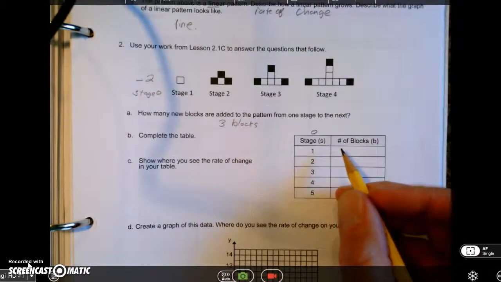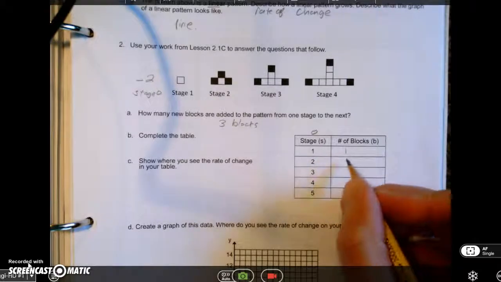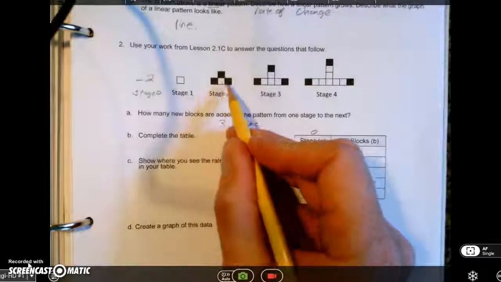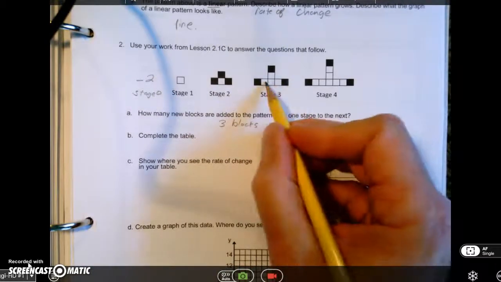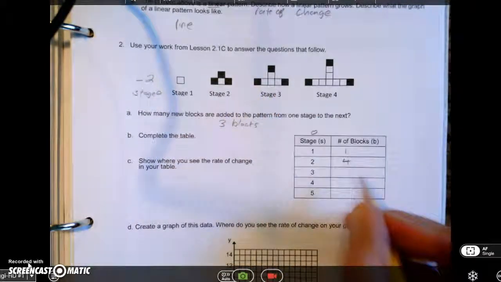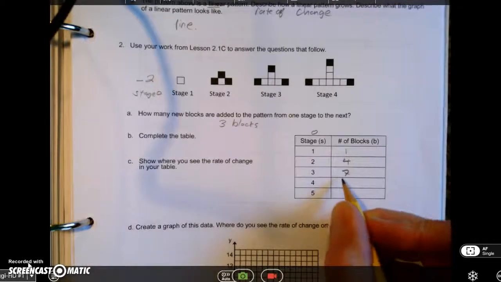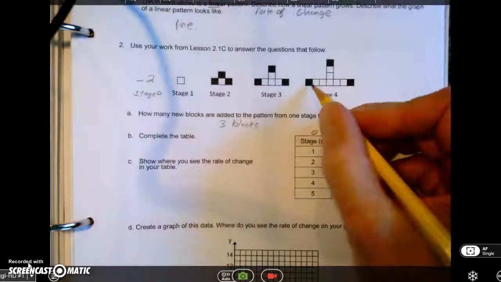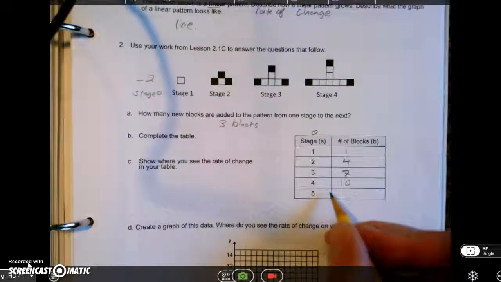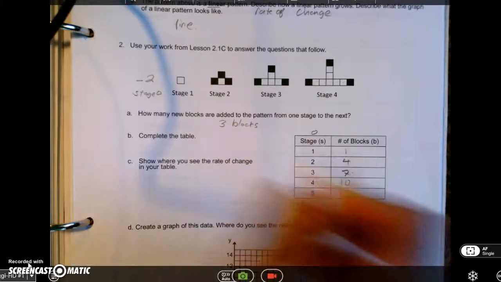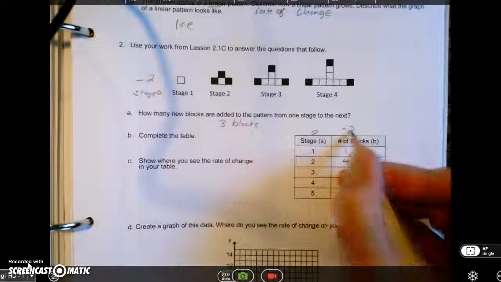Let's complete the table. So stage 1 had 1, stage 2 had 1, 2, 3, 4, stage 3 had 1, 2, 3, 4, 1, 2, 3, 4, 5, 6, 7, and if we follow the pattern here, this is growing by 3, so stage 4 should have 10. 1, 2, 3, 4, 5, 6, 7, 8, 9, 10, yes. Stage 5 would have 13, and stage 0, -2.